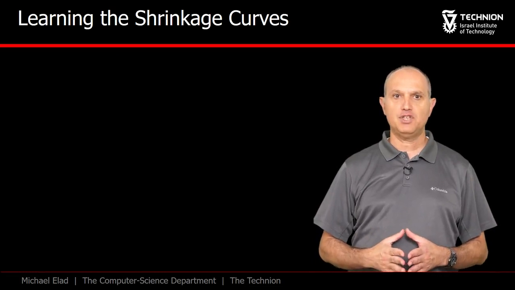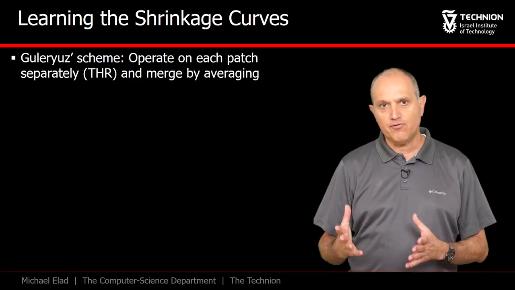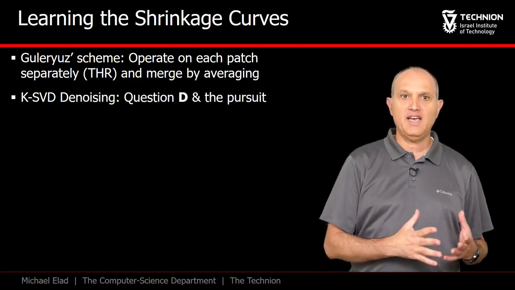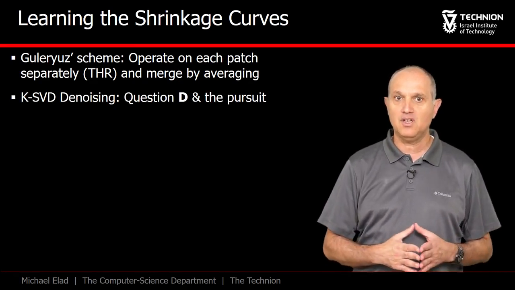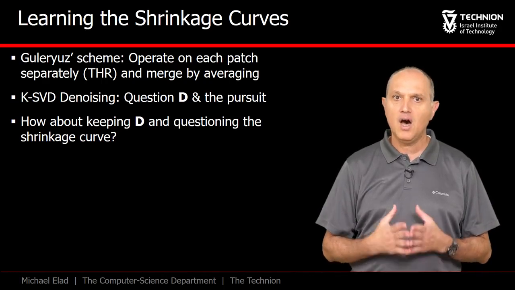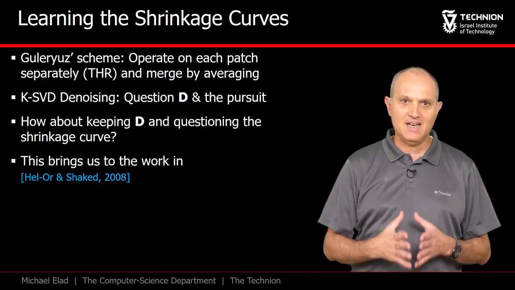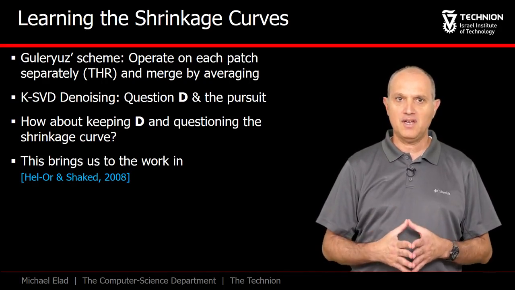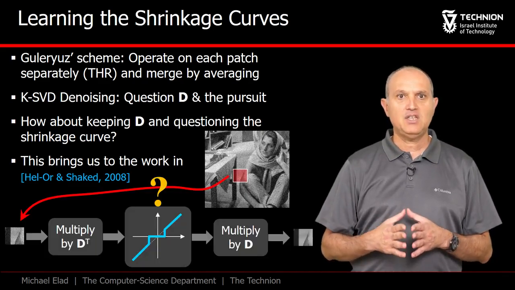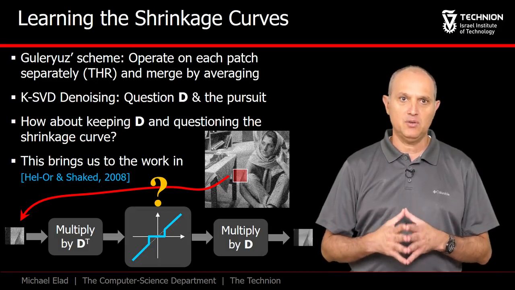An interesting paper suggested adapting the shrinkage curves to the image. In the early work of Elad and Aharon, we used the DCT and the hard thresholding. When we moved to the K-SVD denoising algorithm, we focused on using a better dictionary. Well, now we may ask, why should we stick to the hard thresholding? Perhaps there are better curves to be used. This is exactly the idea in this work from 2008 by Hel-Or and Shaked. We are still operating on patches and still using the thresholding algorithm architecture while questioning the shrinkage to be used.